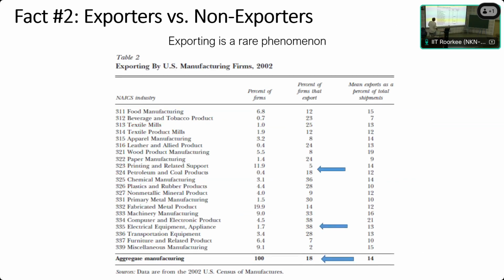You'll now see this US data set, the percent of firms in these industries that actually export. I've seen this with the Indian data, and it is pretty much similar. Only, let's say, 12% of food manufacturing firms export. In paper, printing and related support, only 5% export. The highest is 38%, which is computer and electrical equipment. So overall, if you take an average, only 18% of firms export. You can see how small the percentage is.